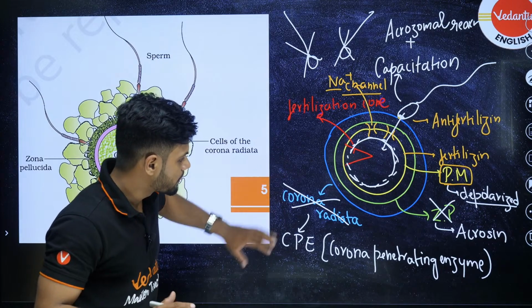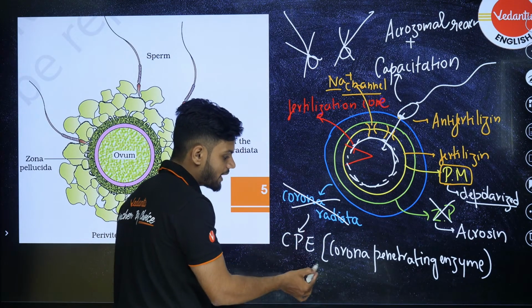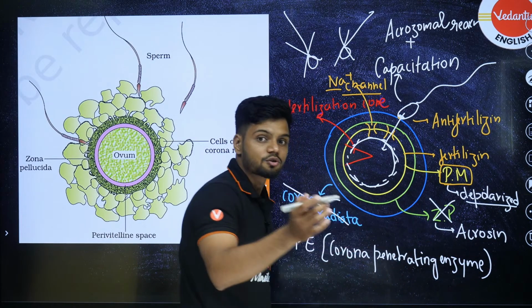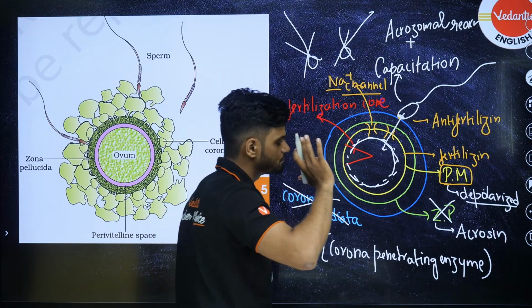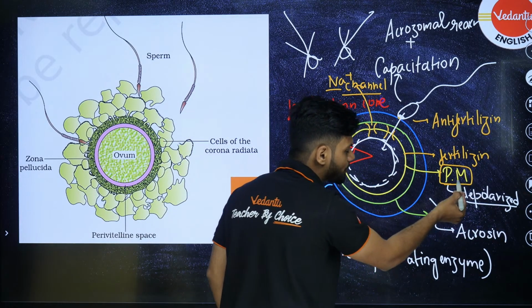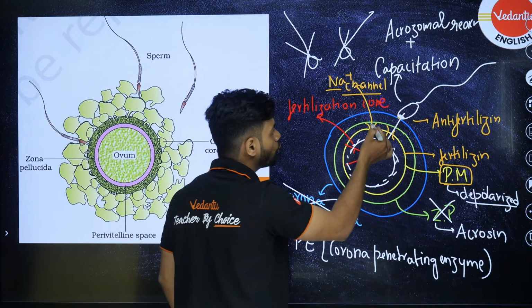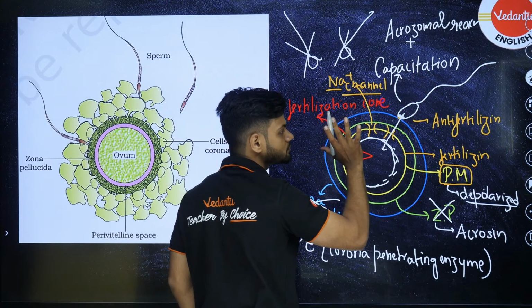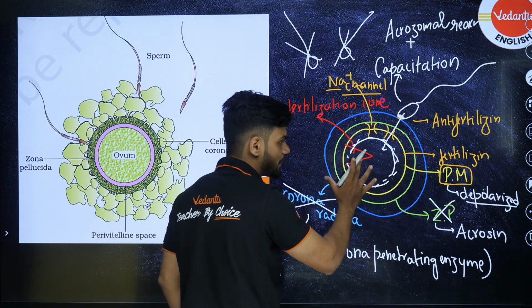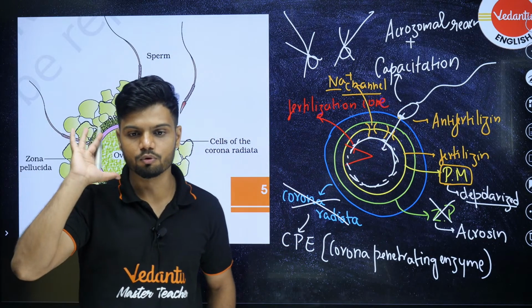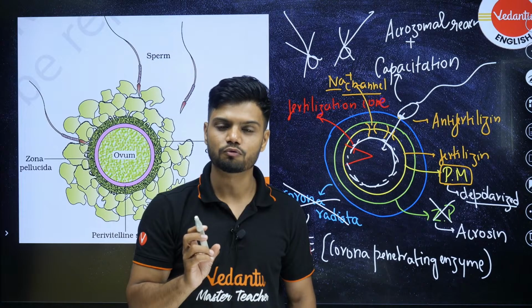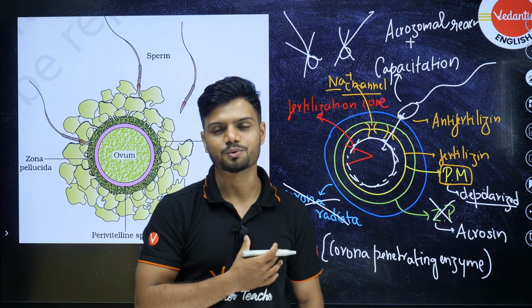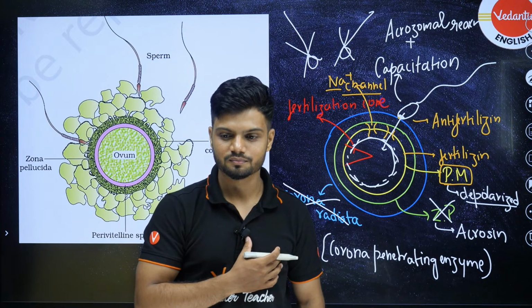There are many layers here. For example, the corona radiata is removed by corona penetrating enzyme. The zona pellucida layer is removed by acrosin. There is hyaluronic acid also, which is removed too. Then there is depolarization of the plasma membrane because of opening of sodium channels. Capacitation is happening here, and once the depolarization happens, no more sperm can enter inside. Beautiful concept, right? Such an intricate and beautiful way it is designed, students. Do you all understand?